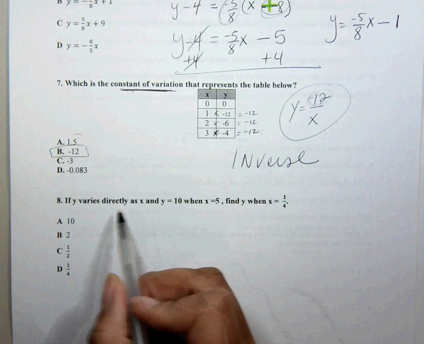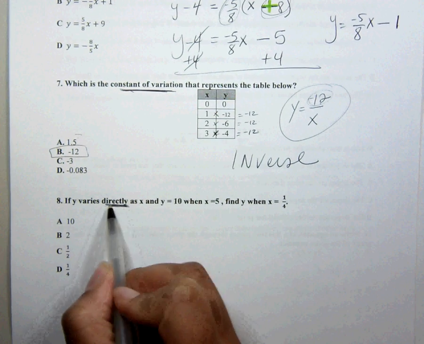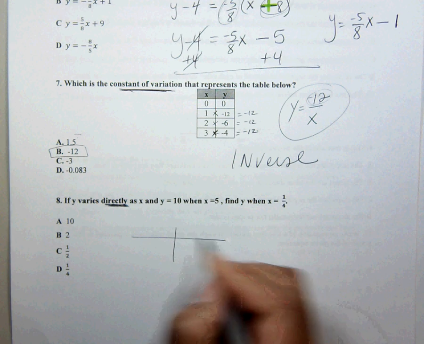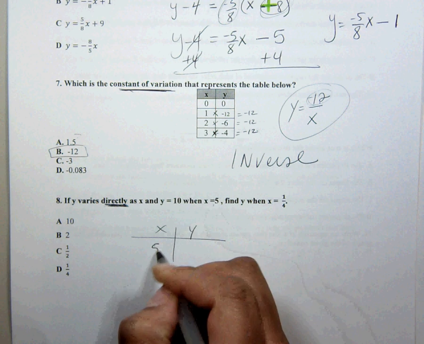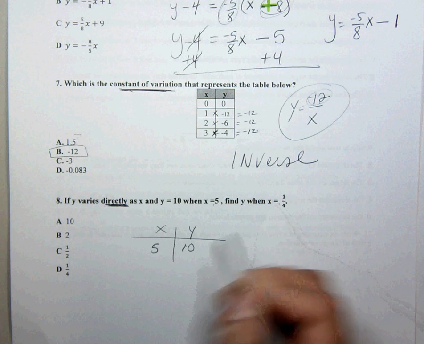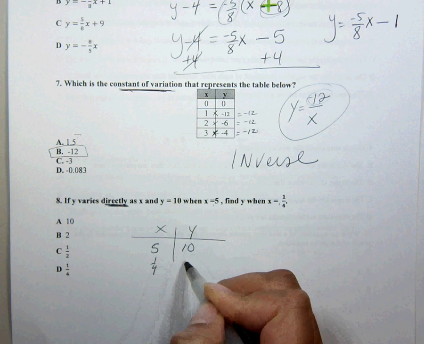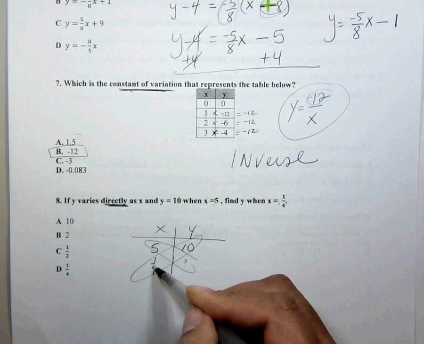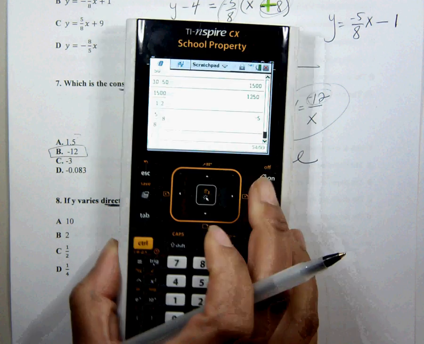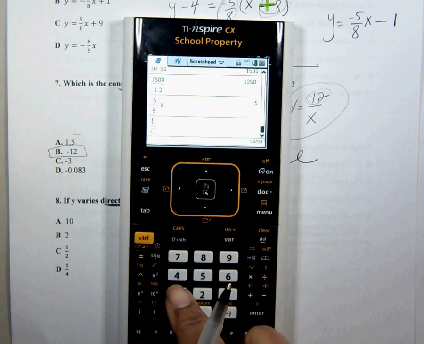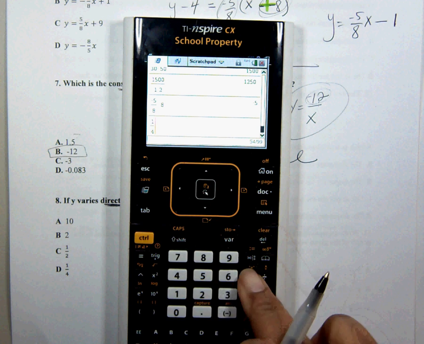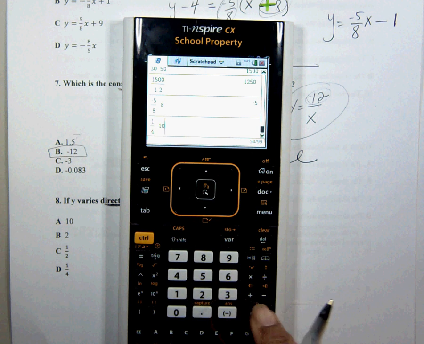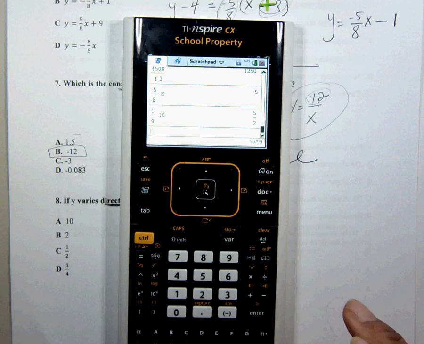Number 8. Oh, this one's easy. Direct variation. So let me set up my table. X, Y, 5, 10, X, 1/4, Y, I don't know. So cross multiply. Do 1/4 times 10. Control divide. 1/4 times 10, 5 over 2.